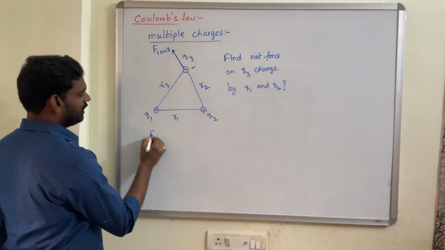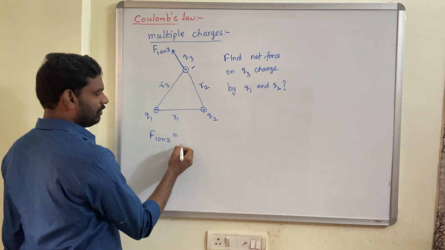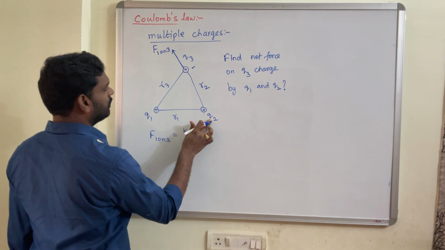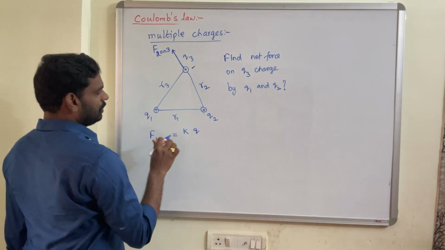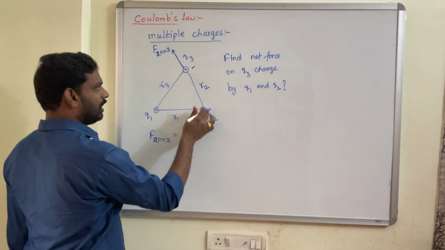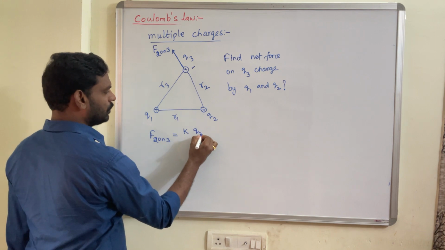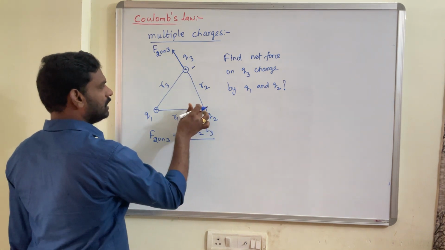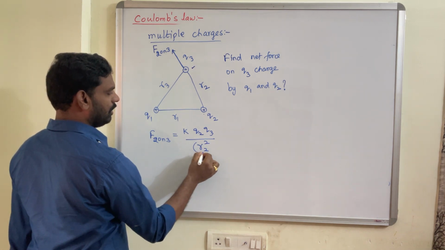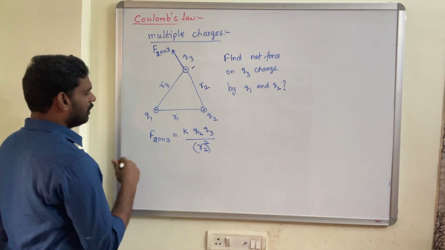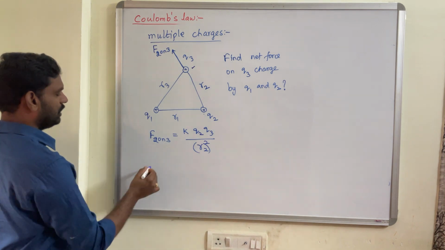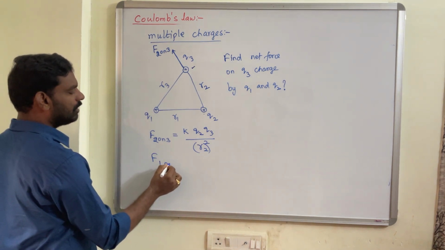So the force exerted by 2 on 3 is equal to K into the product of the two charges, Q2 and Q3, divided by the separation between these two charges squared, which is R2 square. Clear? Now Q1 is also exerting some force on Q3. So the force exerted by 1 on Q3.